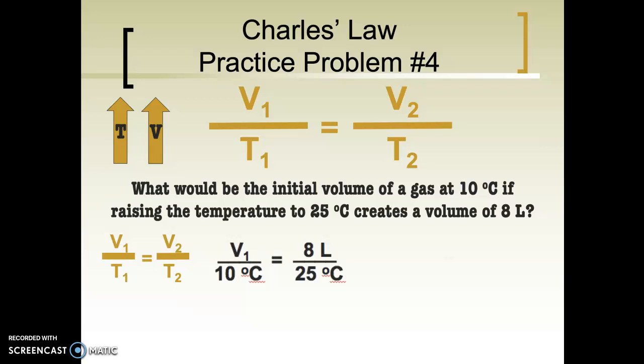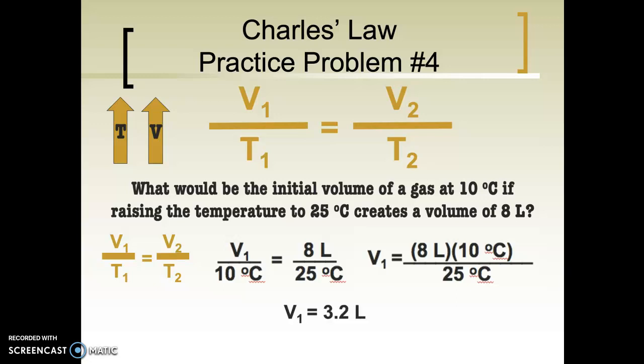We're going to do our algebra. We'll end up with V1 being equal to 8 liters times 10 degrees Celsius. We just moved that over there. And it's still going to divide by 25. So I'm going to end up with 80 divided by 25. My calculator tells me that is 3.2 liters. So yes, my volume did increase also from 3.2 to 8 liters.